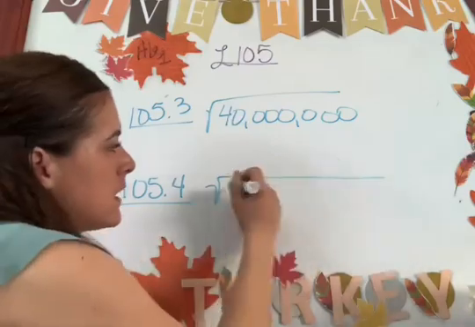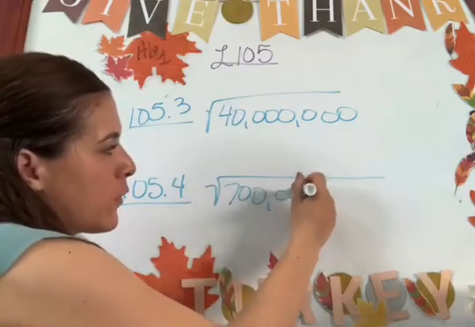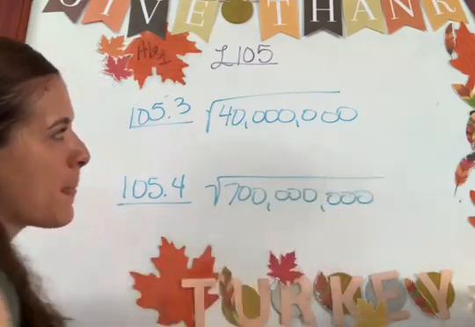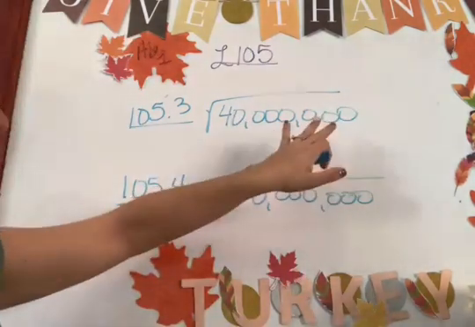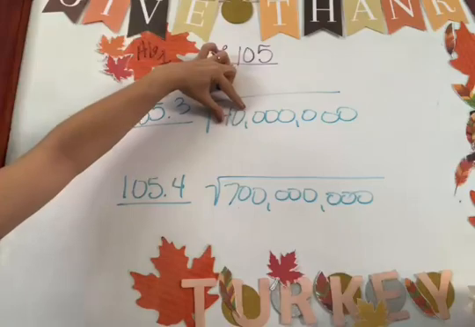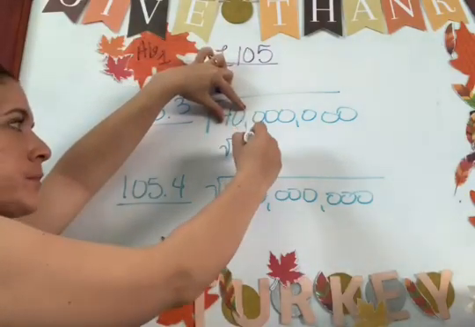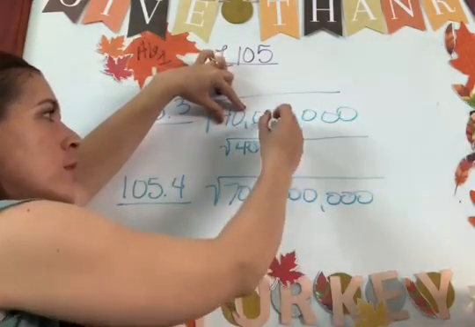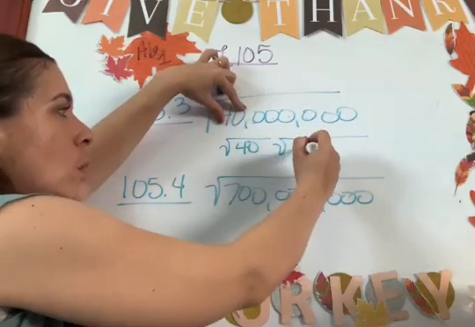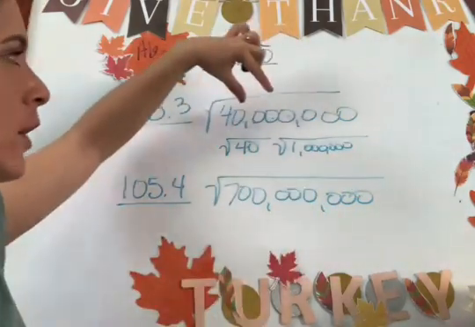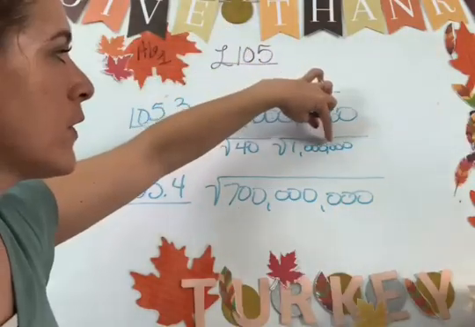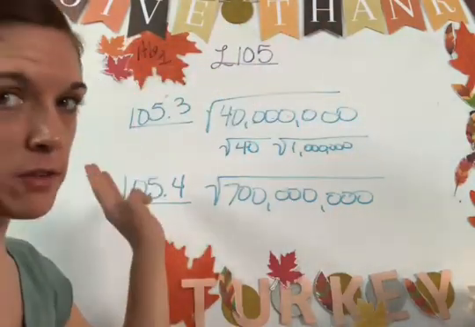Okay, let's do these. So look what we're looking for again. We're looking for an even number of zeros. 1, 2, 3, 4, 5, 6, 7. Not even, that's okay. So we'll keep one of them over here. We'll go square root 40 times square root 1 million, okay, because that has an even number of zeros. 1, 2, 3, 4, 5, 6, 7. So we have all those zeros that we had.